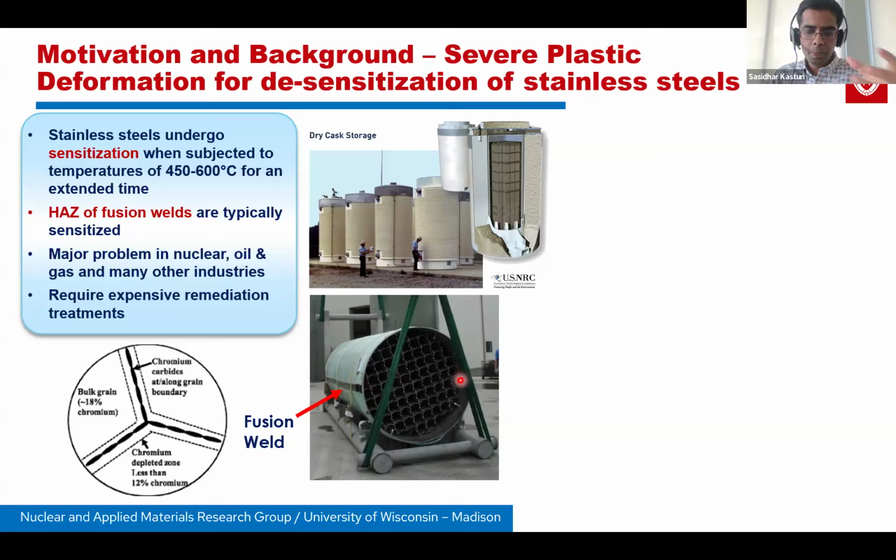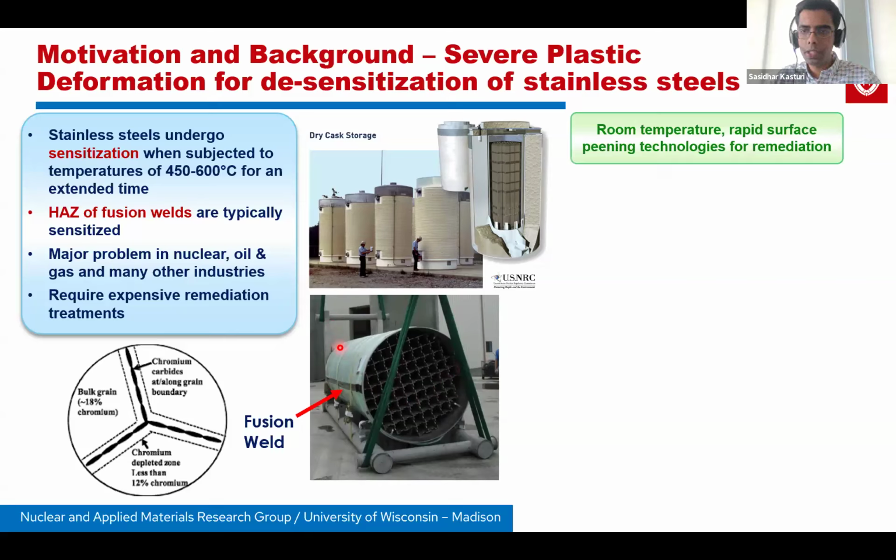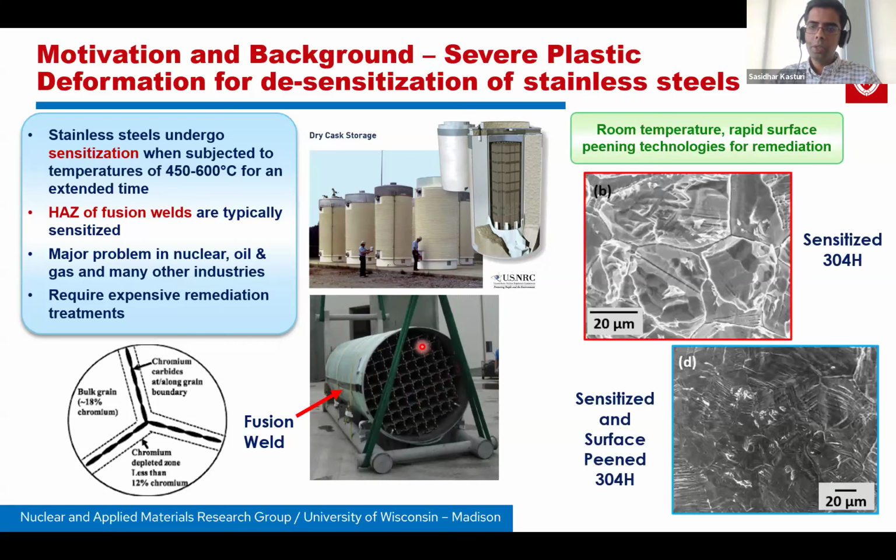So the idea was we cannot afford to use heat treatments in this application where you have used nuclear fuel. So we were exploring rapid room temperature surface peening technologies for remediation. I'll go into the details of the technology in the coming slides, but to give you a preview into the effectiveness of these technologies, you can see the post-corrosion SEM images of a sensitized stainless steel and a surface peened stainless steel, surface peened sensitized.